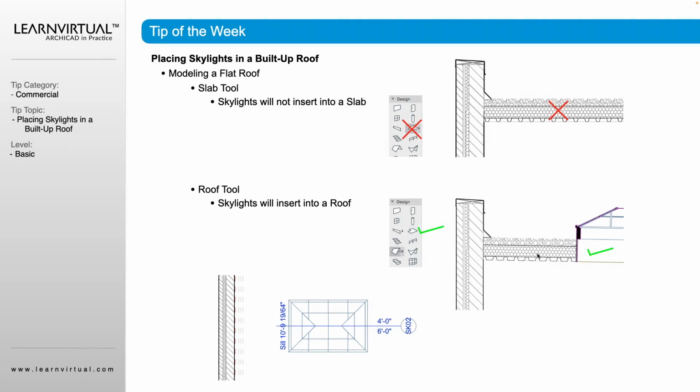Very similar. The skylights work in the same way that a window would work. You cannot place a window in anything except for a wall. Same with skylights. You cannot place a skylight in anything except for a roof. So if we're using the slab tool, we are not going to be able to place a skylight in that.